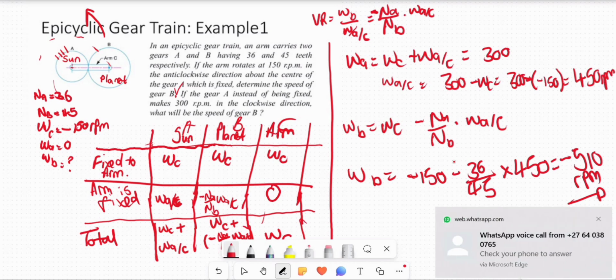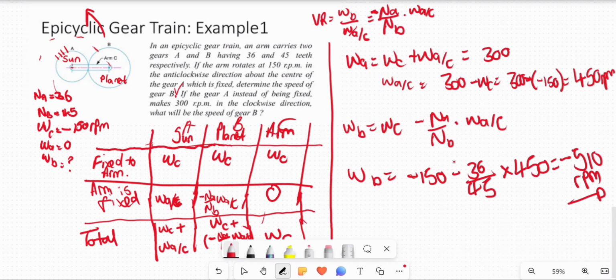After that, you apply whatever you need to apply. For example, if you're given the speed of the sun, you're going to use that to find omega A with respect to C. You will never be given the speed of the planet. Okay, cool, you get it.